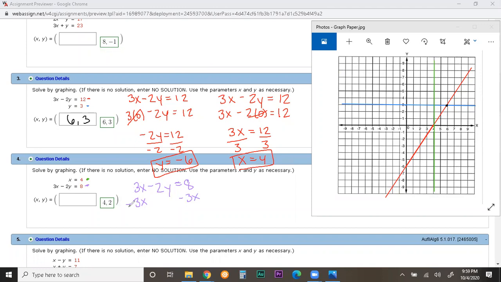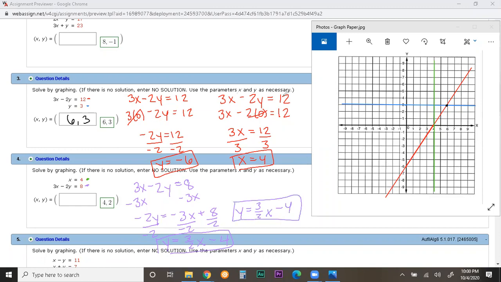So here, I'm going to subtract -3 on both sides. So I'm going to have -2y equals -3x plus 8. I'm going to divide everything by -2. So y equals 3/2x minus 4. And I'm going to rewrite that in case you guys can't see it.